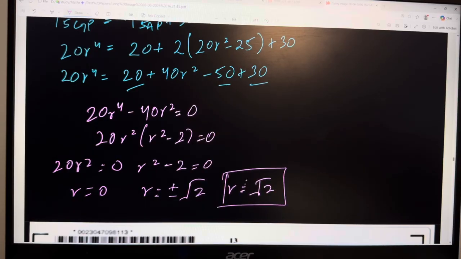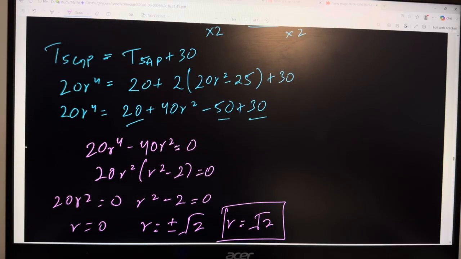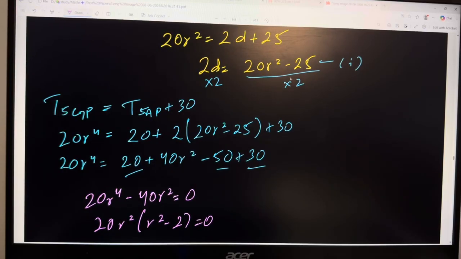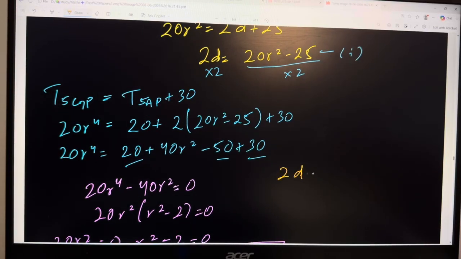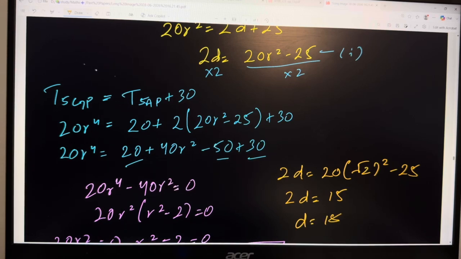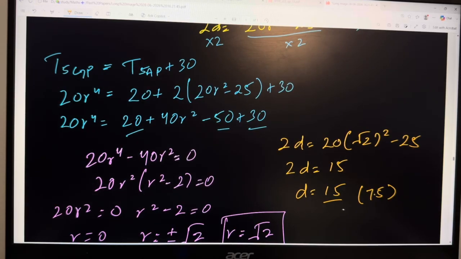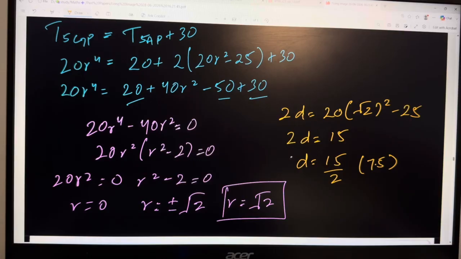Right, that's the r. And now we're gonna find d because we found this equation, right? So 2d is equal to 20(√2)² − 25, right? This becomes 2d = 15, so d = 15/2. Wait a minute, 15/2 or just 7.5. You can write anything. Alright, so this is our answer.